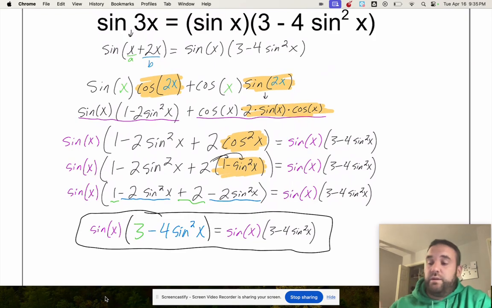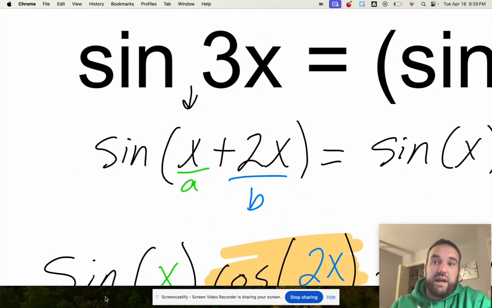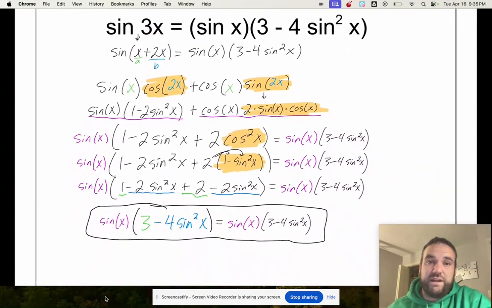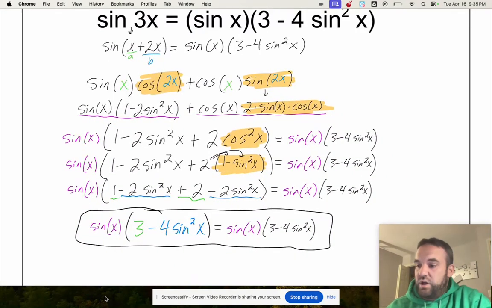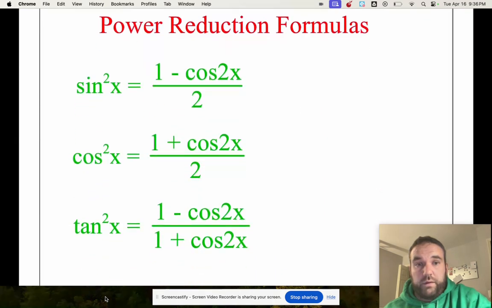Okay. So the key points here were I saw 3x and decided to turn it into x plus 2x. And then I used the sum formula for sine. And then we swapped out both sine 2x and cosine 2x for their corresponding properties or identities. Whew. All right, so there's that first one using the double angle formula.